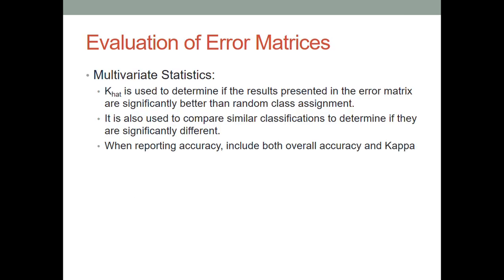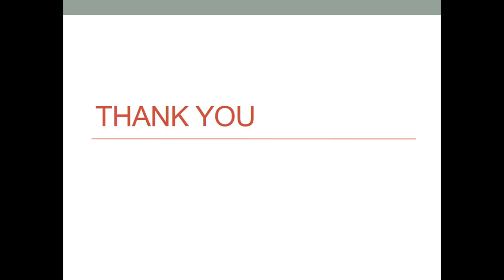Okay, and evaluation of the error matrix with multivariate statistics: kappa is used to determine if the results presented in the error matrix are significantly better than random class assignment. It is also used to compare similar classifications to determine if they are significantly different. So when we report the accuracy, please include overall accuracy, producer accuracy, as well as kappa. And thank you very much. Finish chapter 4.